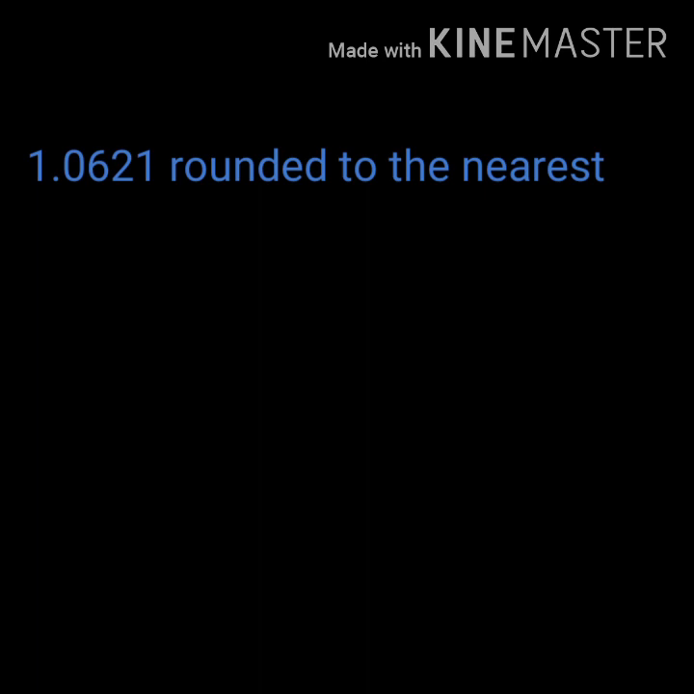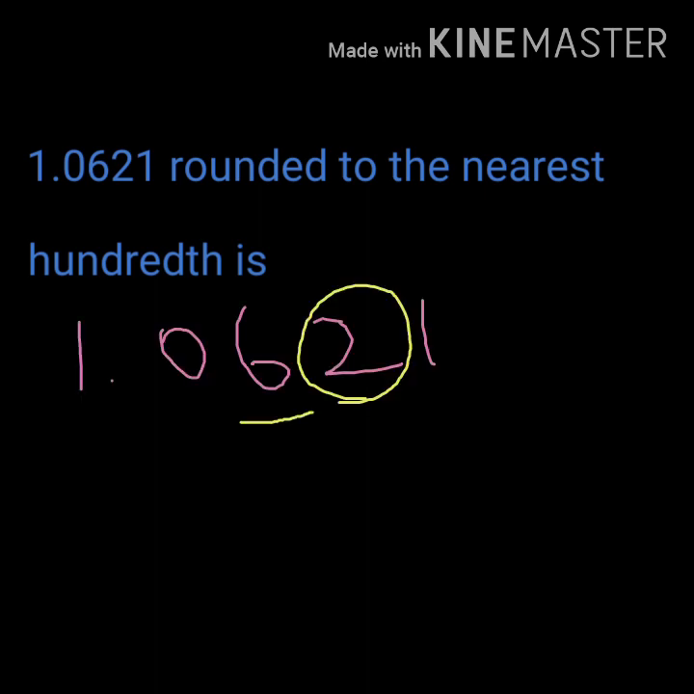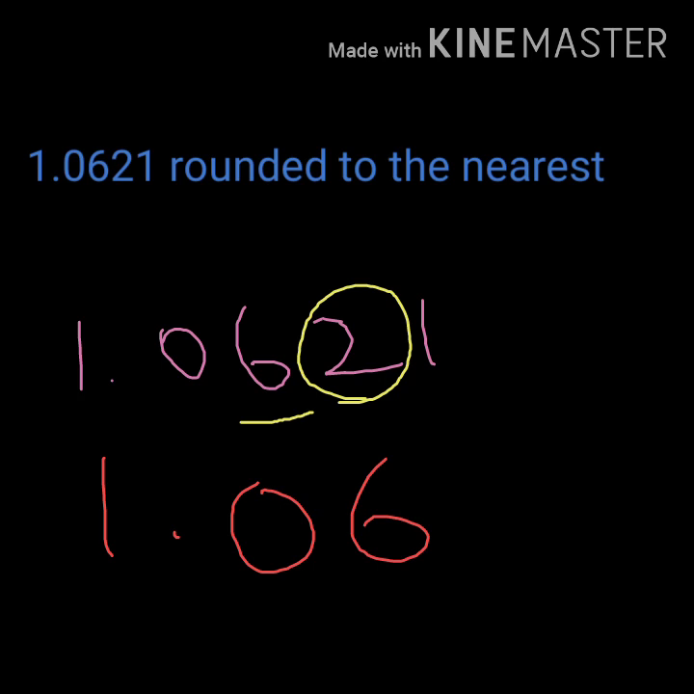1.0621. We are going to round off to the nearest hundredth. What is the hundredth place? 0 is the tenth place, 6 is the hundredth place, so underline the number 6, that is your hundredth place. And the right next number is 2, which is below 5, so you have to neglect that digit also and change it into 0, so your value will be simply 1.06. Clear?